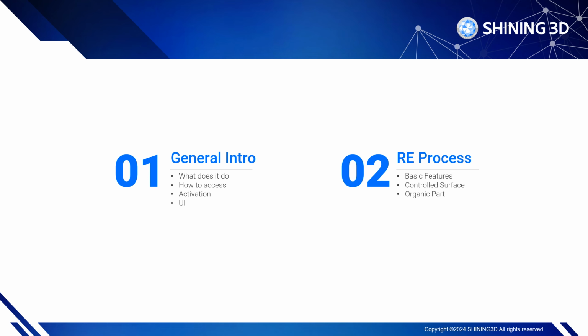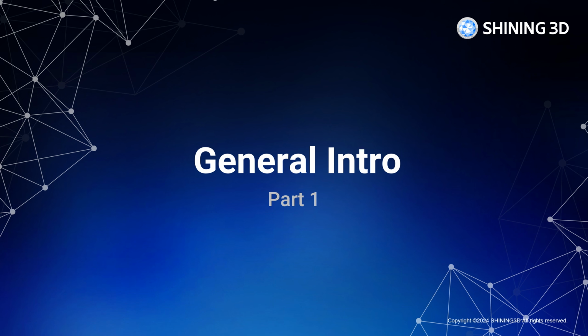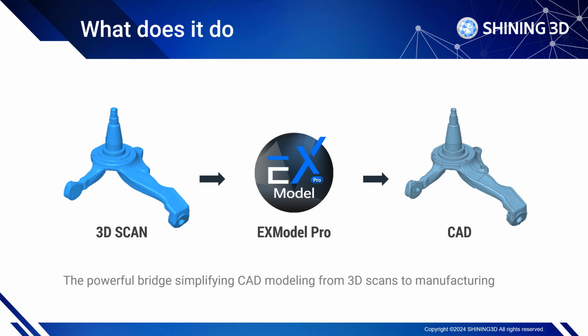All right. Now let's get started. The first part, a general introduction. I guess the first question you will ask is what does this software do? Generally speaking, it's a reverse engineering software. It's a powerful bridge simplifying CAD modeling from 3D scans to manufacturing. So what it takes is you put in 3D scan data, hopefully from our scanners, and you process it with EXModel Pro, and you can get CAD as an output.